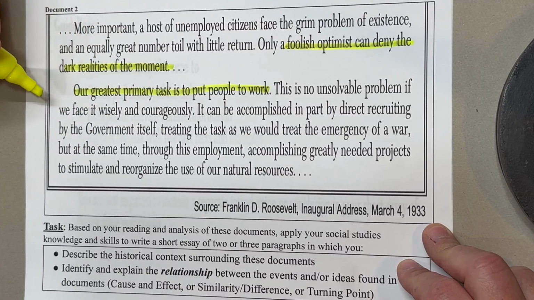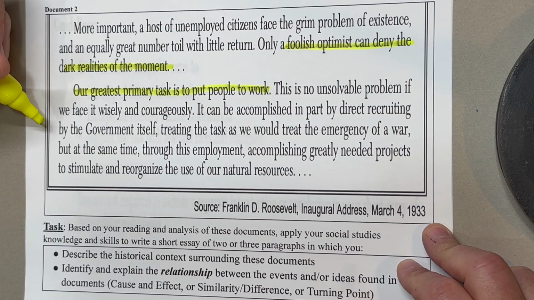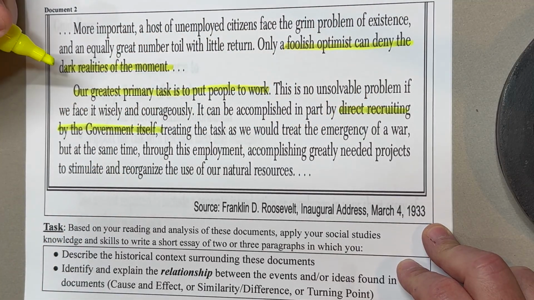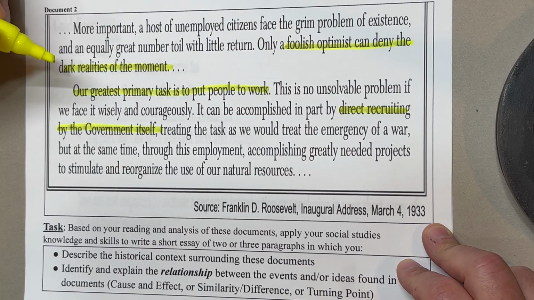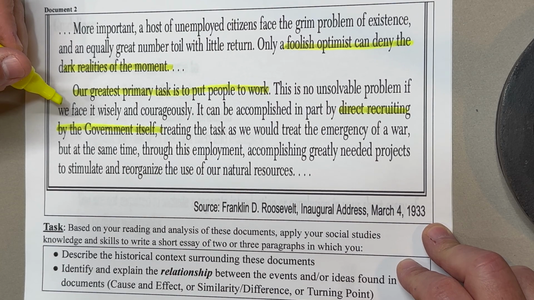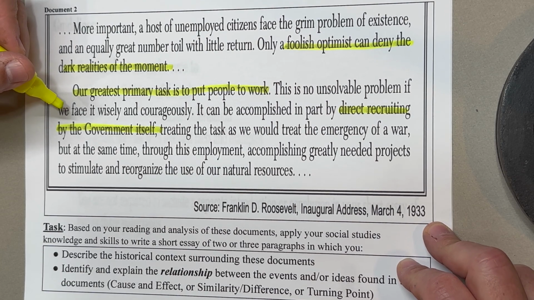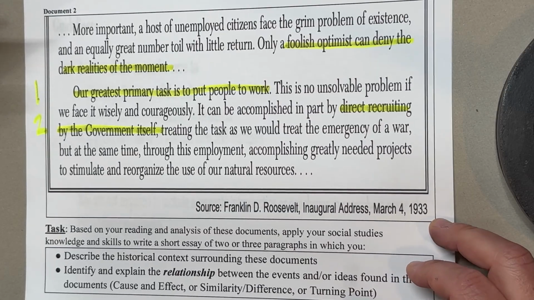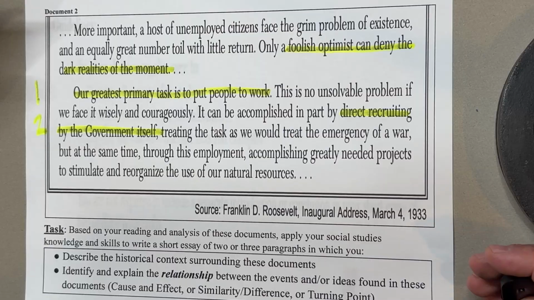This is no unsolvable problem if we face it wisely and courageously. It can be accomplished in part by direct recruiting by the government itself. So he's talking right here about the government being involved. Treating the task as we would treat the emergency of a war, but at the same time, through this employment, accomplishing greatly needed projects to stimulate and reorganize the use of our natural resources. So he's clearly talking about the government being involved. And to me, the main parts I would use here is this part and this part that I highlighted. That's going to come into use when I write this essay.